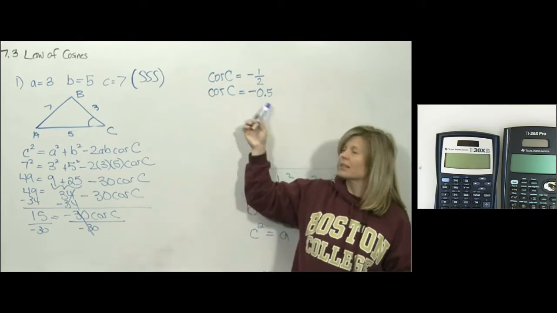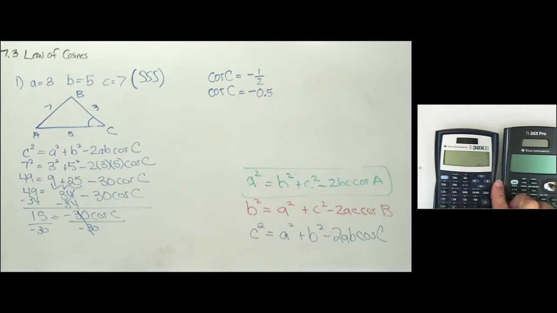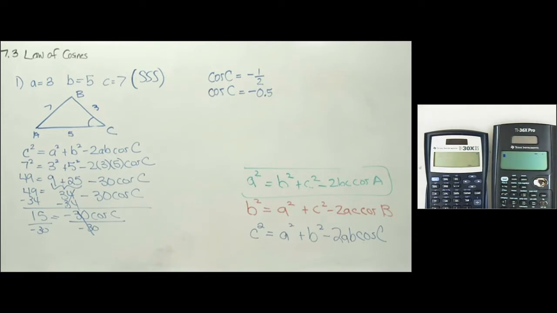So let's go to our calculators, our buddies. All right, so let me turn it on. Okay, good, my 30 is in degree mode. Let me turn it on. Good, my Pro is in degree mode. Remember, to get an angle out, we don't hit cosine, we hit the inverse button. So on the 30, we have to go second cos, and then we put our negative and our decimal point. And here comes our angle. Oh, that's a nice whole number, 120 degrees.